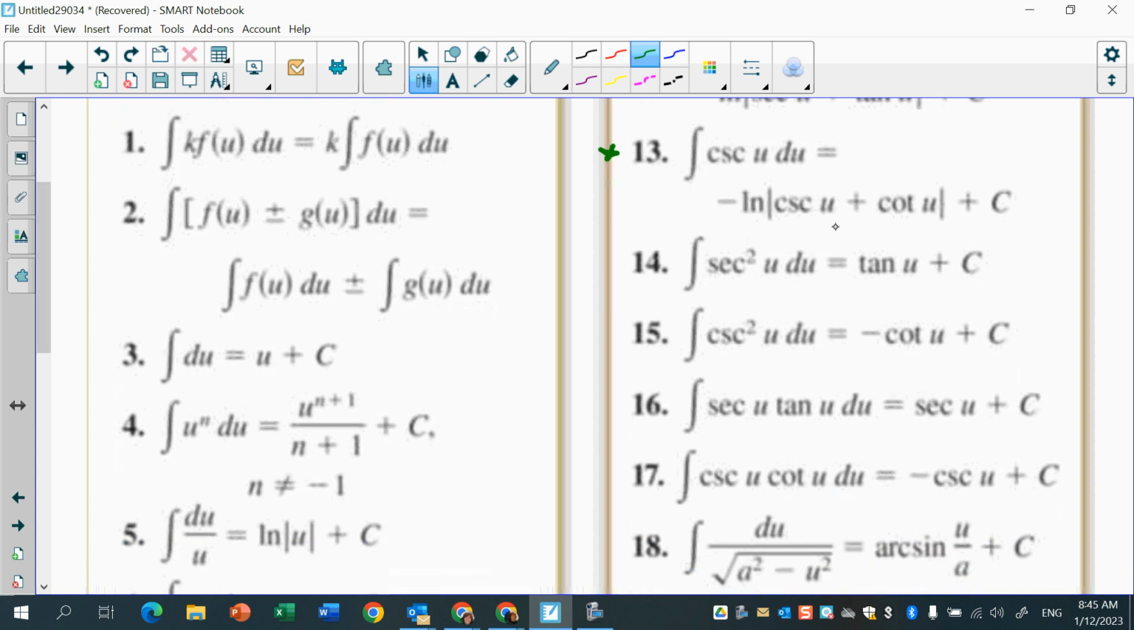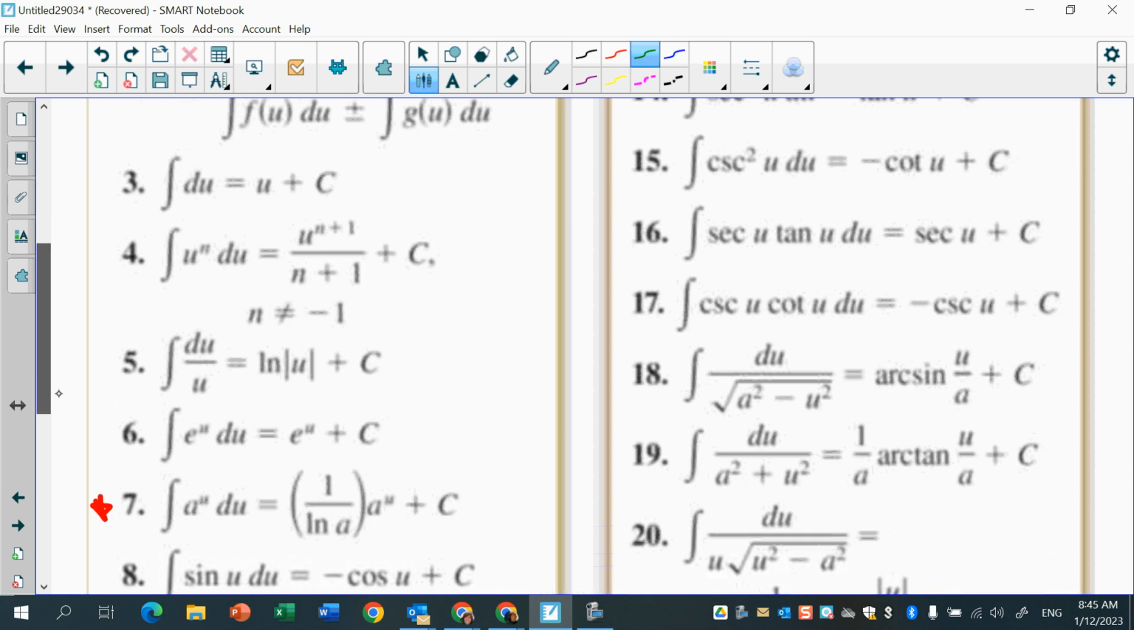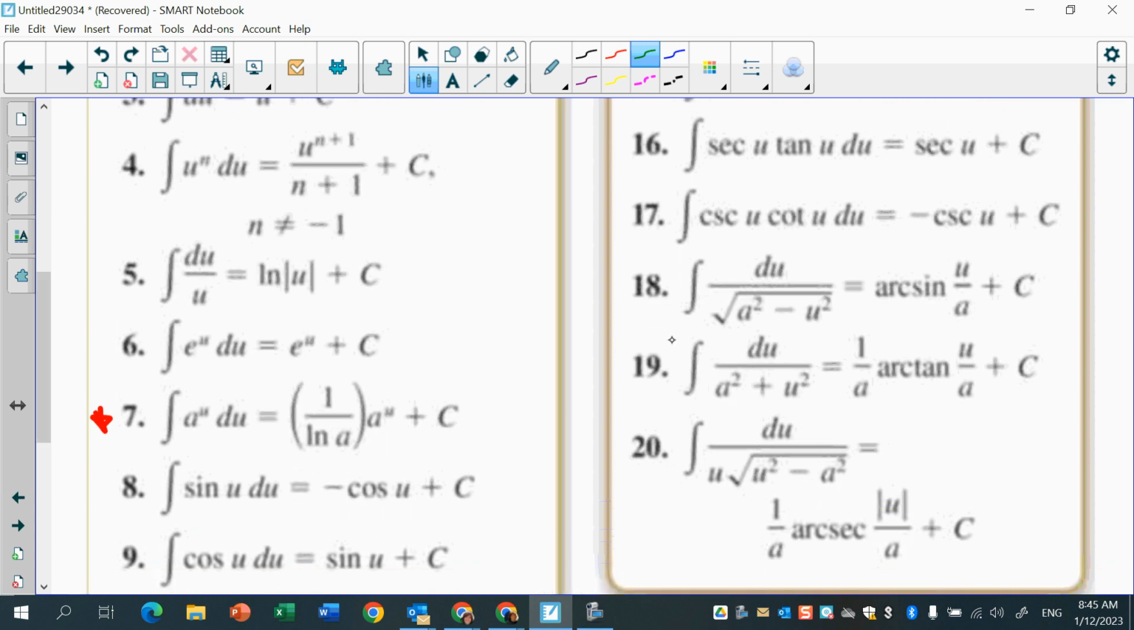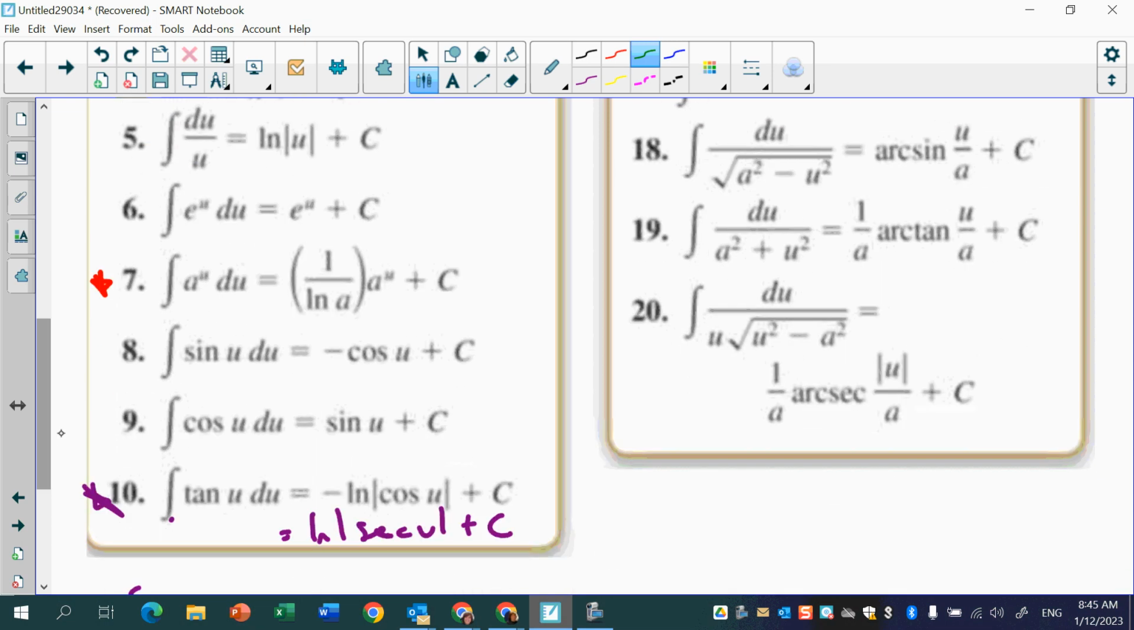Integration of secant squared is tangent. Integration of cosecant squared is negative cotangent. Same thing for the 16 and 17. 18 and 19 are a reminder of our arcsines and arctangents. 20 is that arcsecant one that we don't use very often, but it's there. So this is just a reminder of all the different integration rules that we have so far.